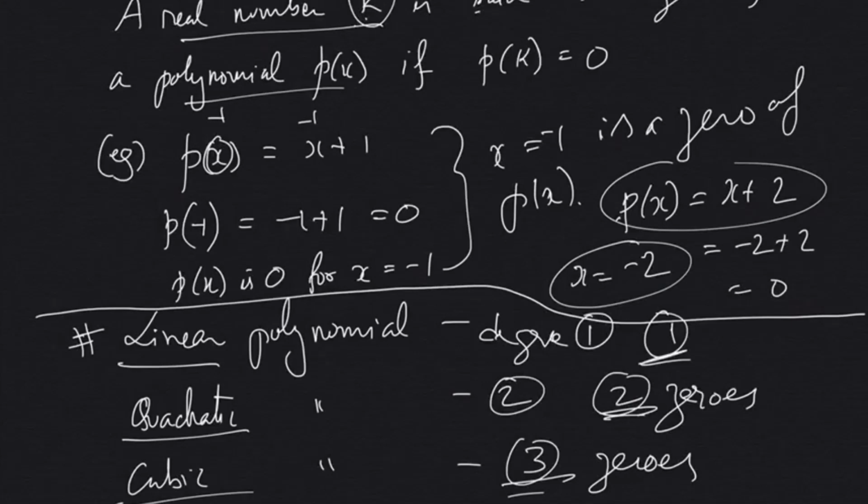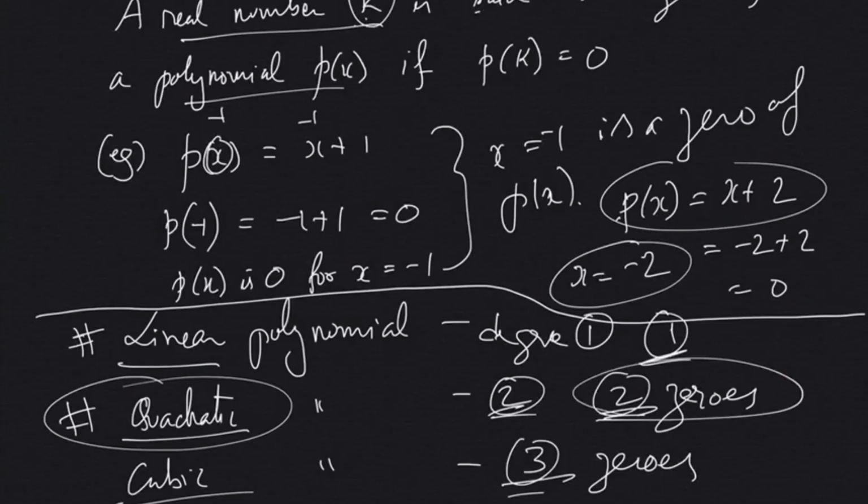So in the next upcoming video, we will be basically focusing on quadratic polynomials that will be of degree 2. So we will be seeing the relationships between the coefficients of a quadratic polynomial and its 2 zeros.